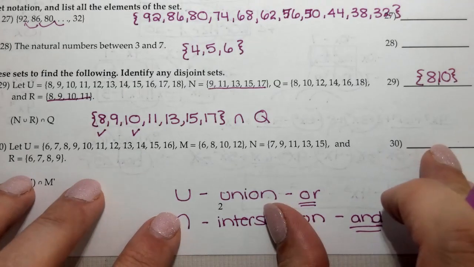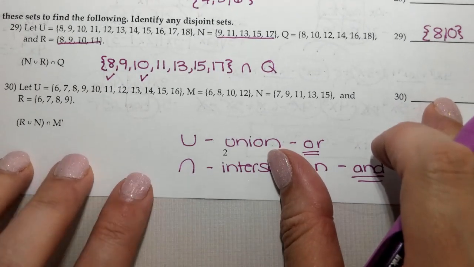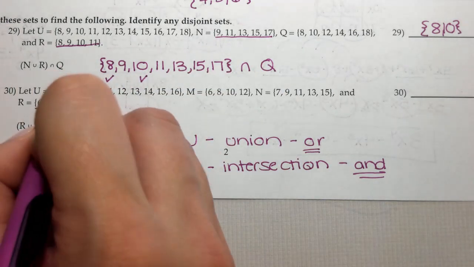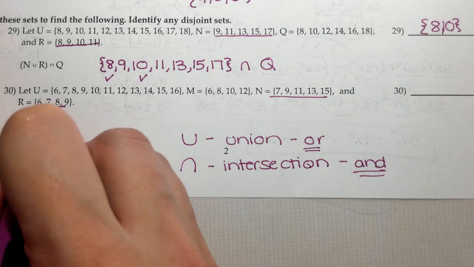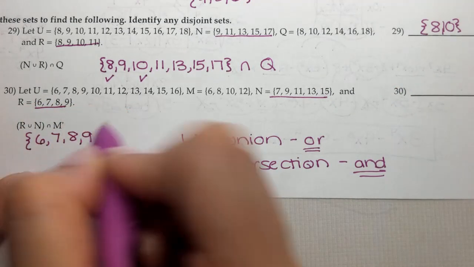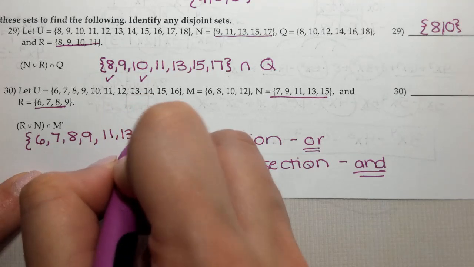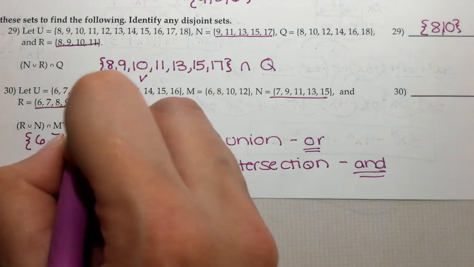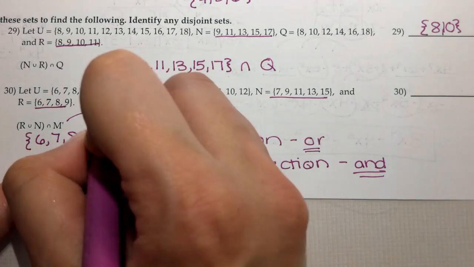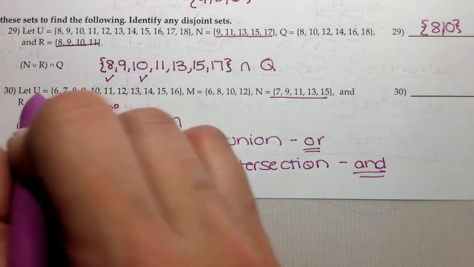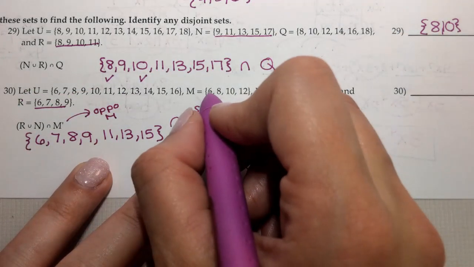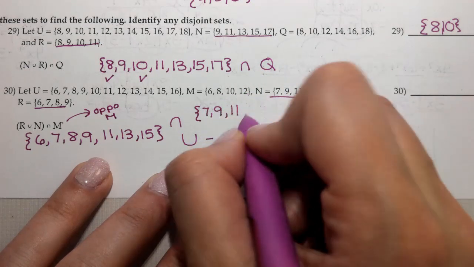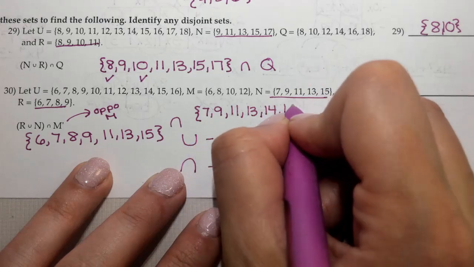Okay, 8 and 10. For number 30, okay, R union N. So it could be in R or N. Here's R, here's N. So we've got 6, we've got 7, we've got 8, we've got 9, 11, 13, and 15. And then M prime means opposite of M. Everything that's not in M but is in the universal set. So 6 is, 7 is not, 8 is, 9 is not, 10 is, 11 is not, 12 is, 13, 14, 15, 16.